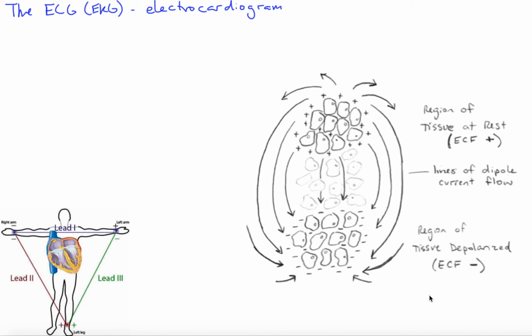As you see in the lower left, we can add these electrodes to the limbs, the arms and legs, and get a recording of the ECG. And we'll talk more about that specifically later. But it's easy to measure, and because the pattern of electrical activity determines the pattern of mechanical activity, it can tell us a lot about heart function.